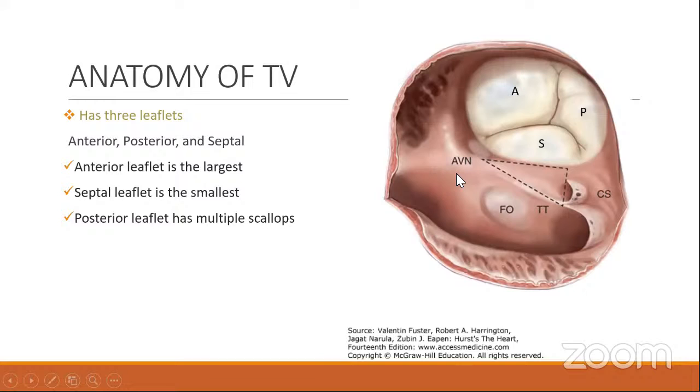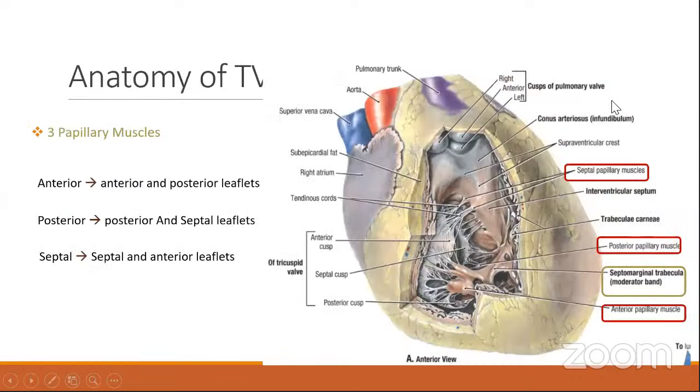So the anatomy of the tricuspid valve, as you all know, it has three leaflets: the anterior, the posterior, and the septal. The anterior leaflet is the largest leaflet, you can see here, and the septal leaflet is the smallest leaflet. The posterior leaflet has multiple scallops, which is different from the other two leaflets. There are three papillary muscles in the RV holding the leaflets.